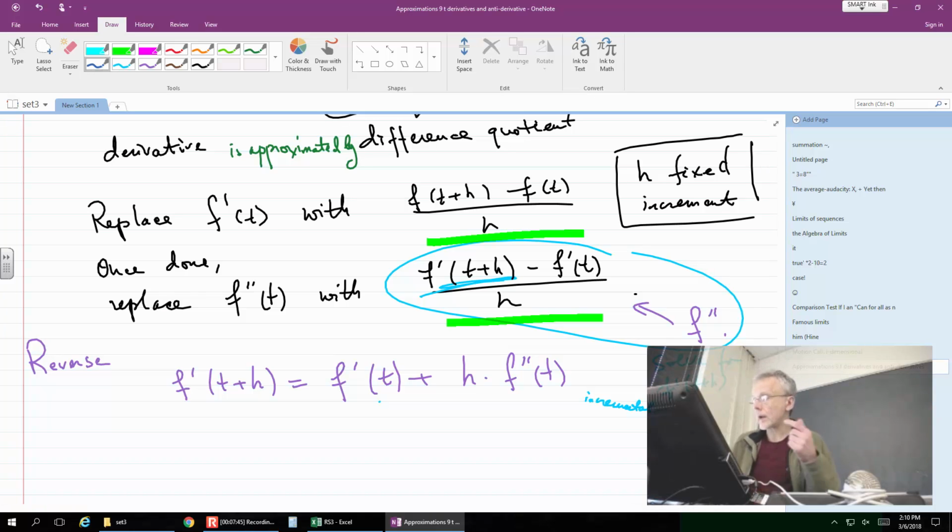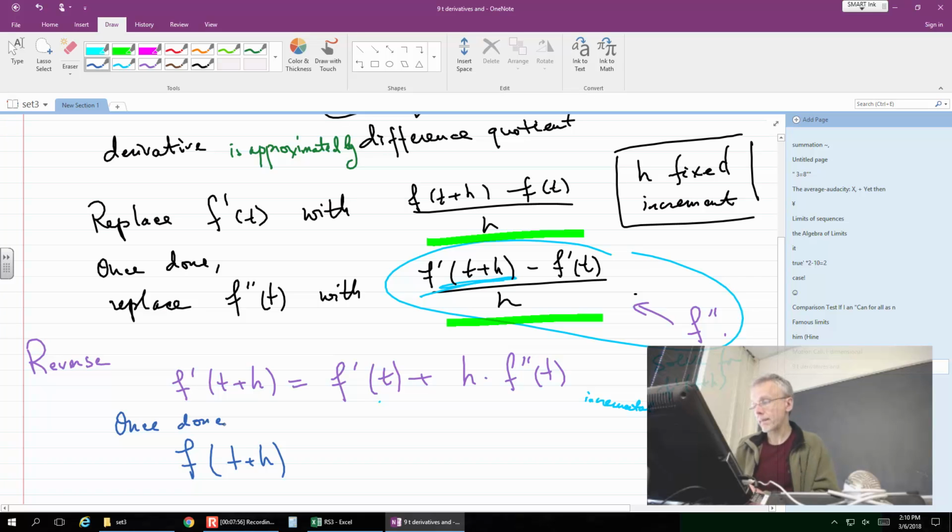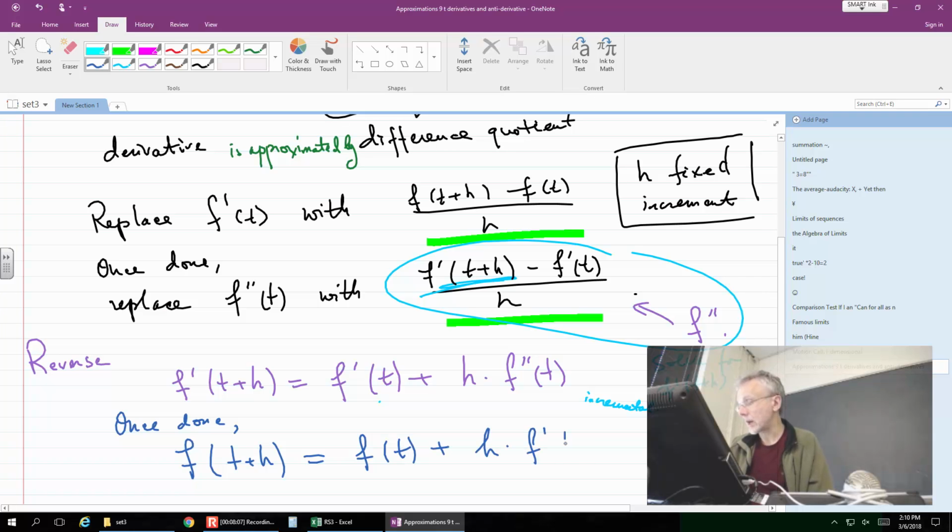And then we carry out the same plan for f. So f of t plus h. Once done, we are now getting the function itself following the same formula. So it will be f of t plus h times f prime of t. Once again, here we're solving this equation over here: f prime is equal to the difference quotient. So solving the equation for the difference quotient, which is supposed to approximate the derivative.